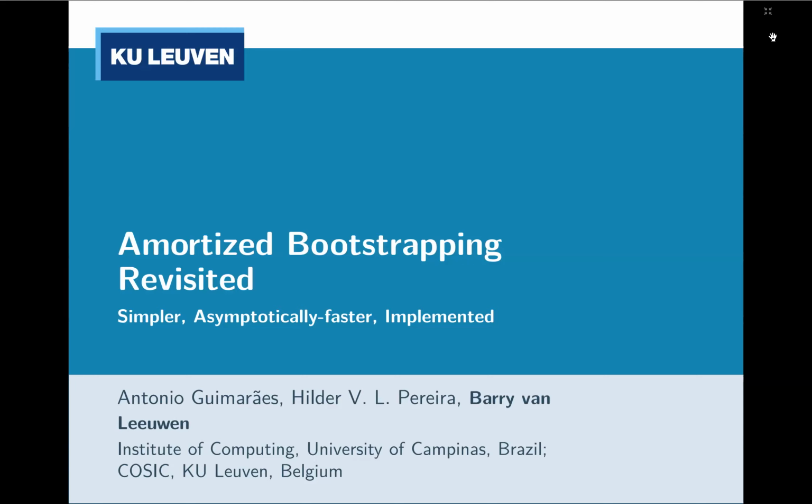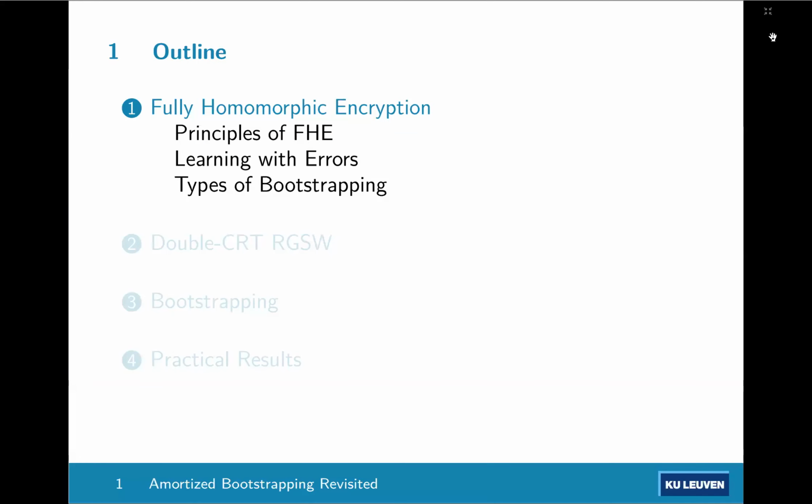I'll be presenting the paper Advertising Bootstrapping Revisited. However, before we can start talking about advertising bootstrapping, first we have to talk about a little bit of basics. A little bit of fully homomorphic encryption.